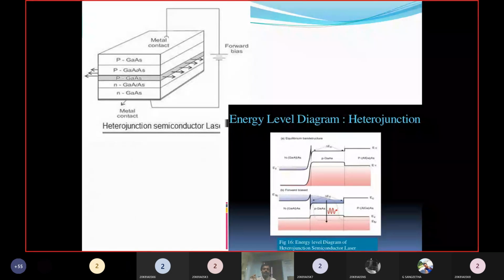So this is about the heterojunction laser. Remaining everything is the same, only you have to write. To overcome the drawbacks of the homojunction laser, this heterojunction was prepared. How to overcome means, we are doping with different layers. So we are making this heterojunction laser by using different layers of material. Okay, so this is about the heterojunction laser.